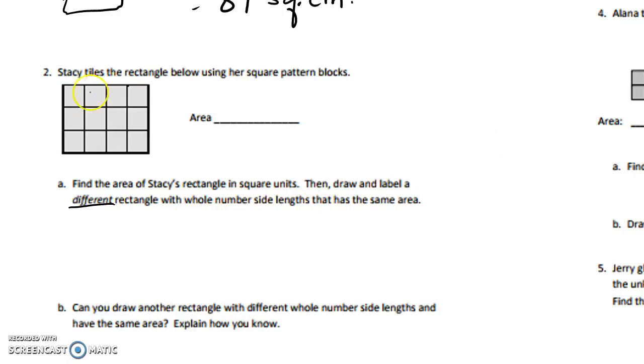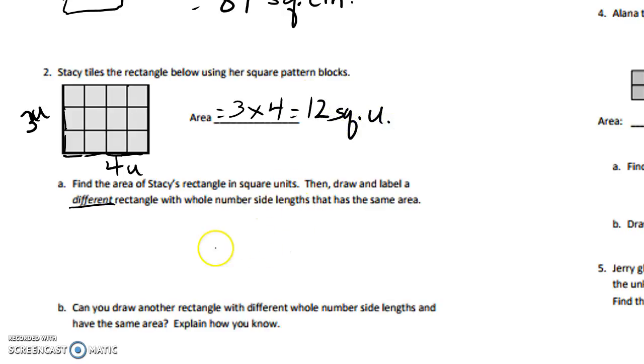All right. So we need to count the side lengths. We got 1, 2, 3. So this is 3 units. And this is 1, 2, 3, 4 units. So to get the area, it equals 3, our rows, times the number in each row, which is 4, so 12 square units. Okay, so now we have to draw a different one that has 12 square units. Okay, that's the area, right?